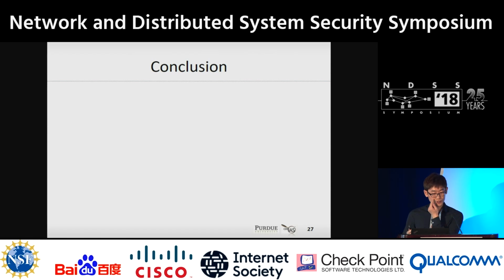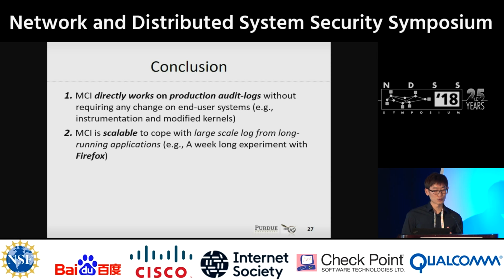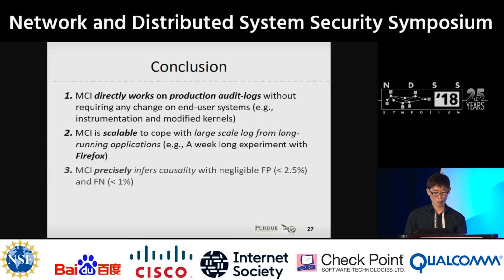So in conclusion, I present MCI, which directly works on production audit logs without any changes on end-user systems. And it is scalable to handle large-scale, week-long experiments, including Firefox. And we infer causality very precisely with less than 2.5 false positive and less than 1% false negative.